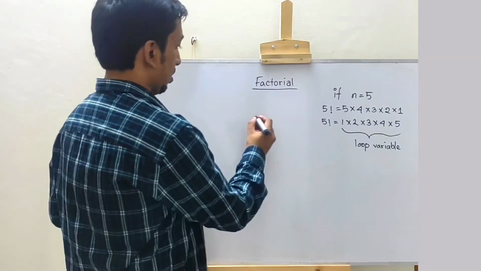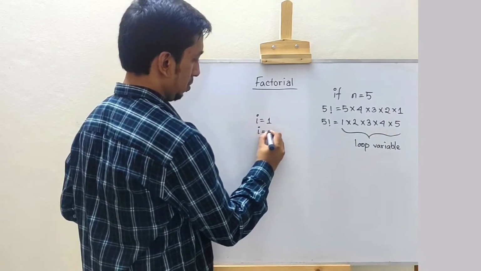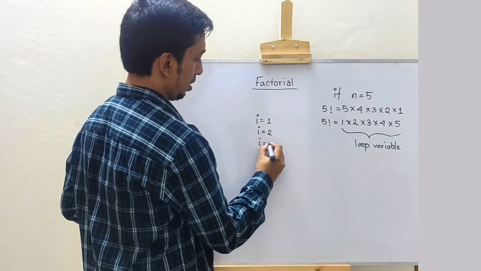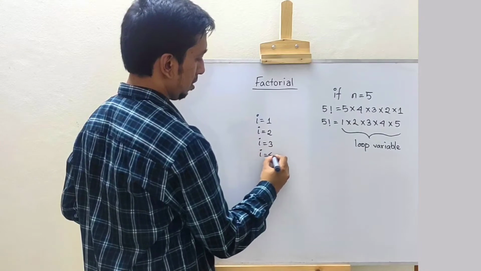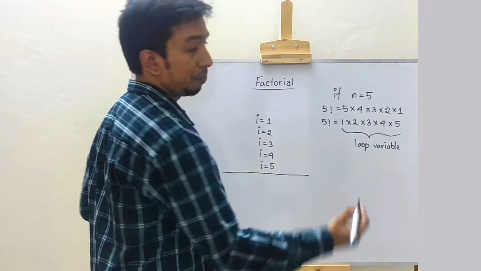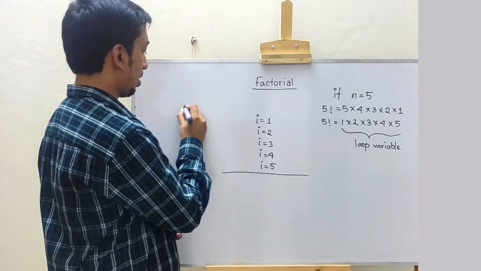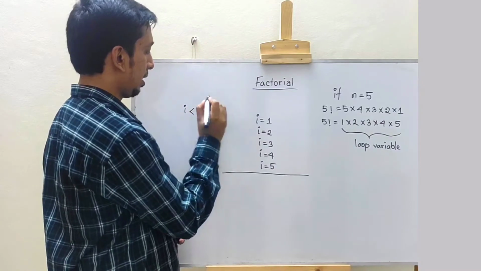If we start with I is equal to 1, I is equal to 2, I is equal to 3, I is equal to 4 and I is equal to 5. So we have to stop the loop variable. What is the condition? Our condition is I less than or equal to n.